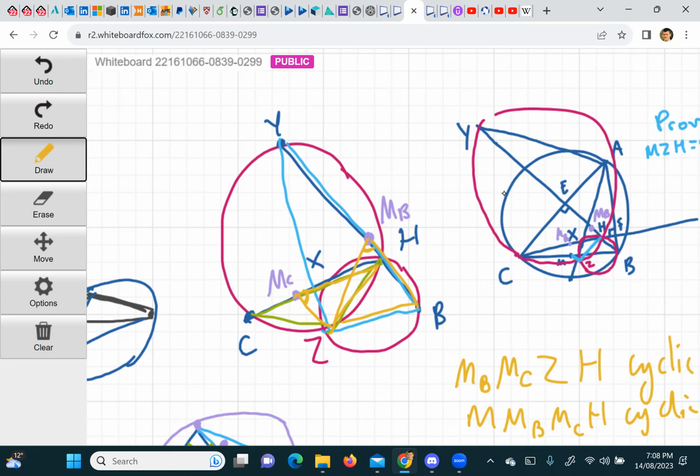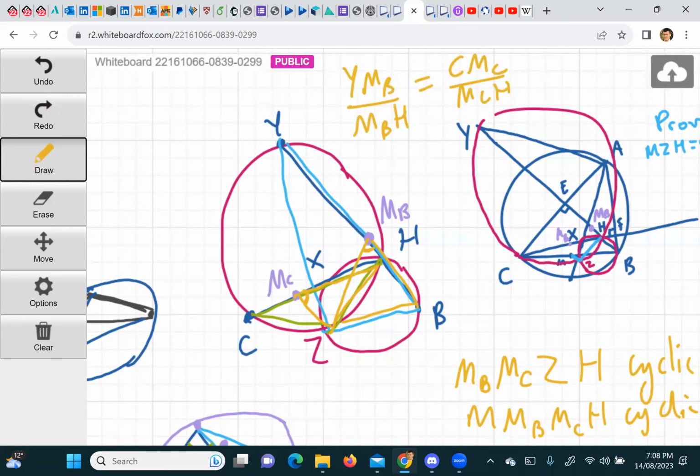So we need to show the ratio YMB on MBH is equal to CMC on MCH, right? Oh, MCX. Wait, MCX. Oh, it should be X.